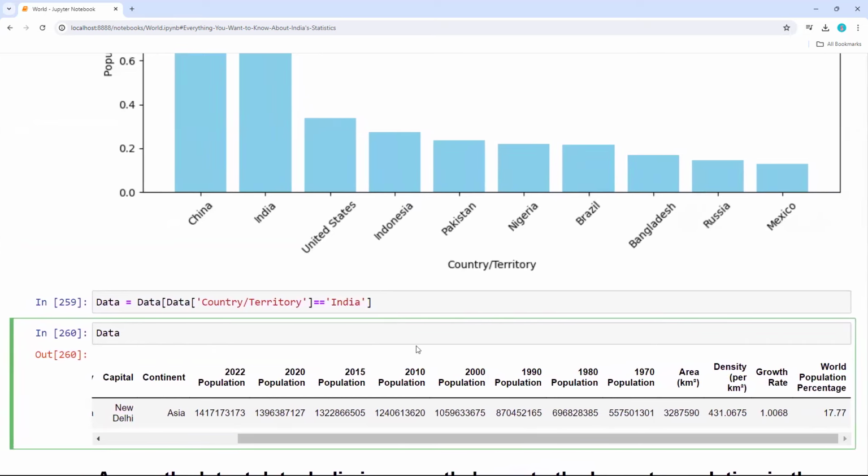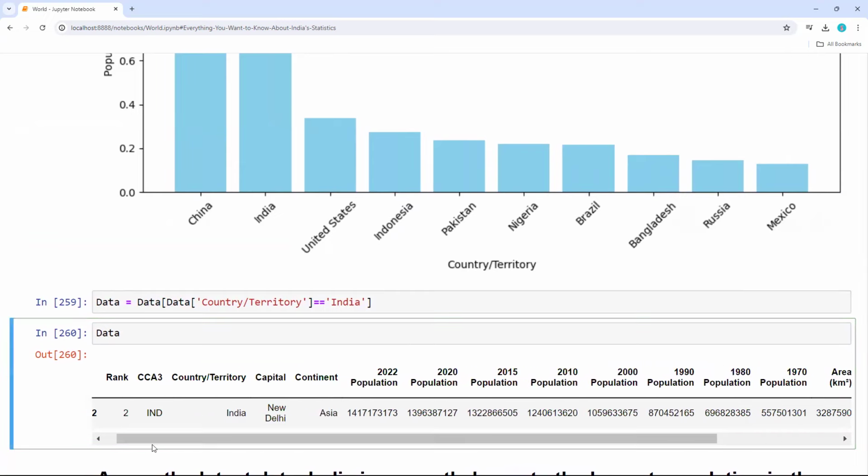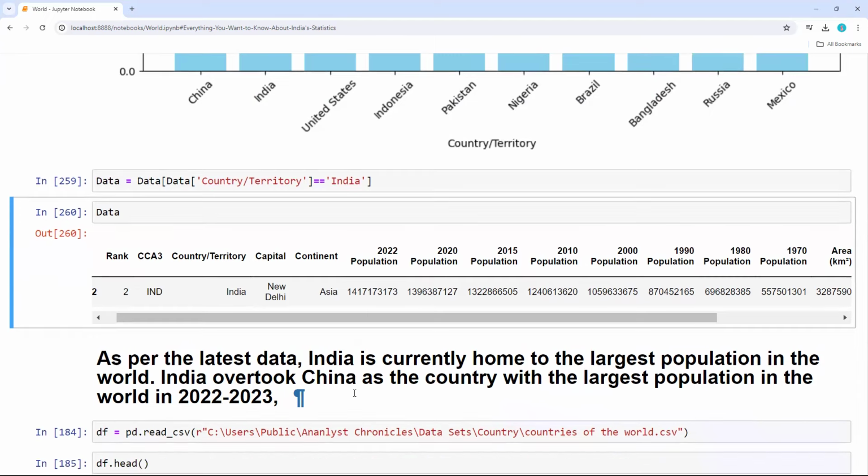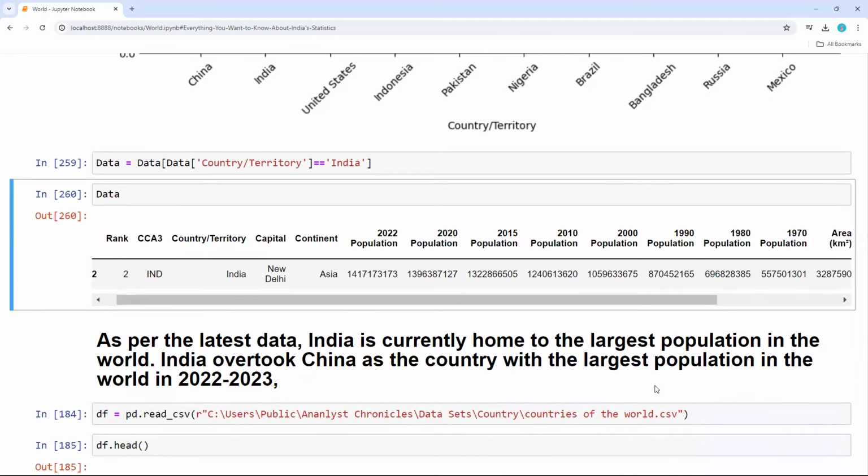for India. So these are all the population statistics of India for the year 2022. This is what I mentioned because this is the latest information. As per the latest data, India is currently home to the largest population in the world. India overtook China as the country with the largest population in the world in 2022-2023, in mid-2023 it was crossed. So that is about population.